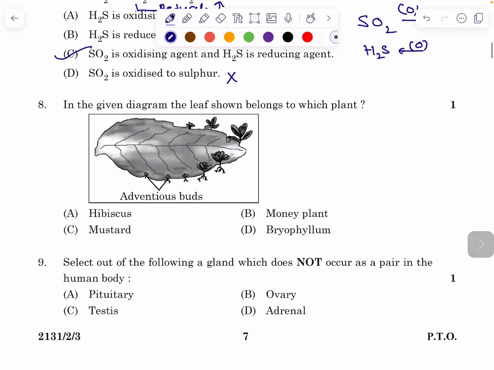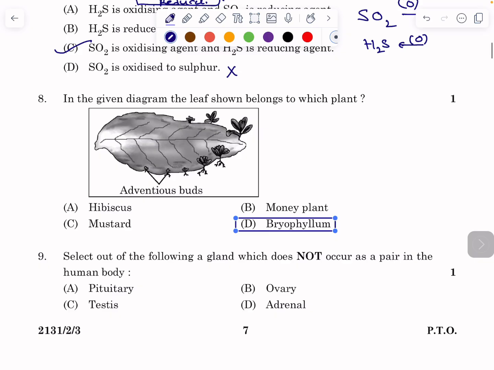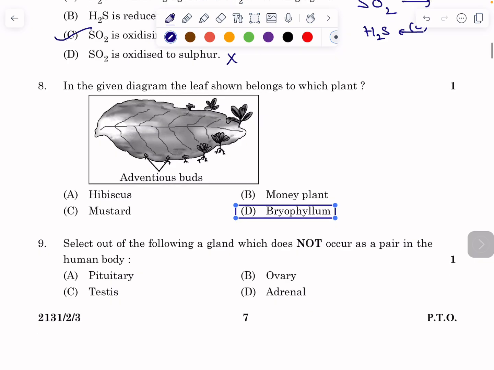Next one is, in the given diagram, the leaf shown belongs to which plant? This is a vegetative propagation. An example for this plant is Bryophyllum, and this leaf belongs to the Bryophyllum plant.